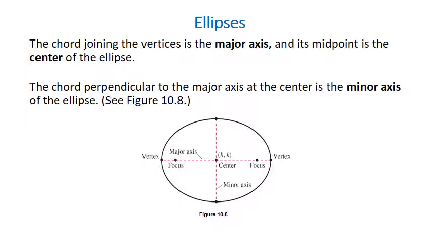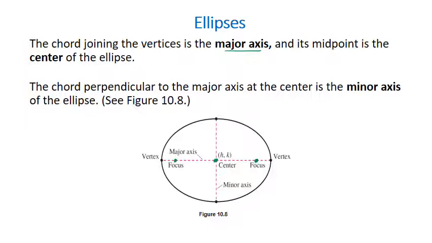So this slide talks about it a little bit. A chord joining the vertices is called the major axis, whose midpoint is the center, also referred to as HK. The foci are on that major axis, and then there's the minor axis as well.